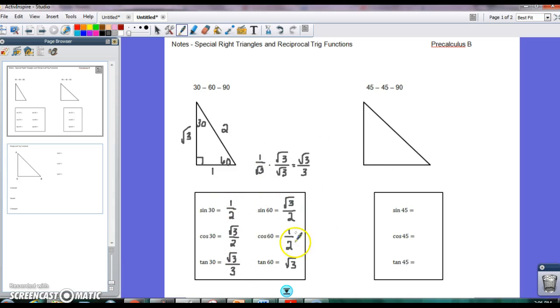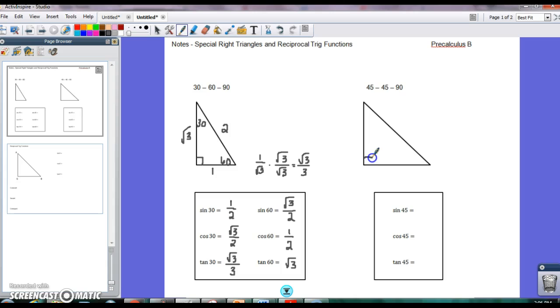These are exact values, so when it asks you for an exact value, that doesn't mean they want a decimal approximation. That doesn't mean I want you to put sine of 60 in your calculator and give me what the decimal is. It means I want you to write radical 3/2 for the exact value.